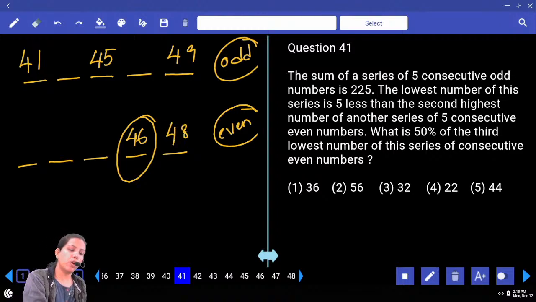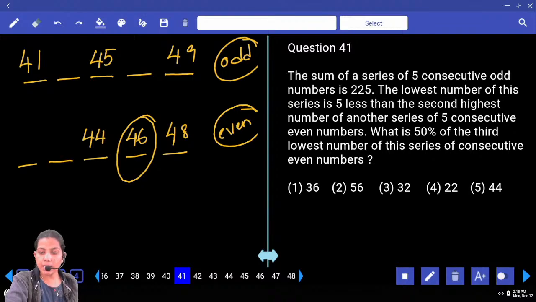48. Before 46 is 44. What is the question? What is 50% of the third lowest or third highest? Only 44. So it is half of 44, 22, the fourth option.